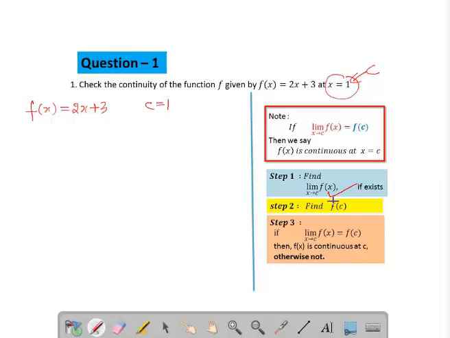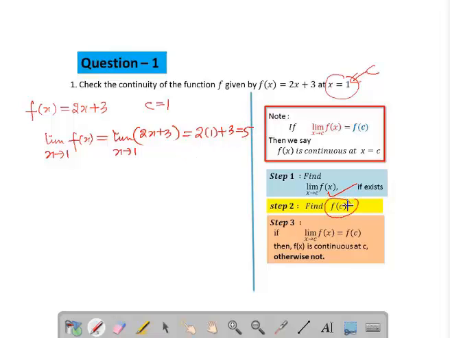So step 1, we're going to find the limit of the function, the limit of f of x when x is approaching 1. The c value is 1, right? So limit x tends to 1, f of x value is 2x plus 3. Now x is approaching 1, which means in the place of x we're going to write 1, so it is equal to 5.